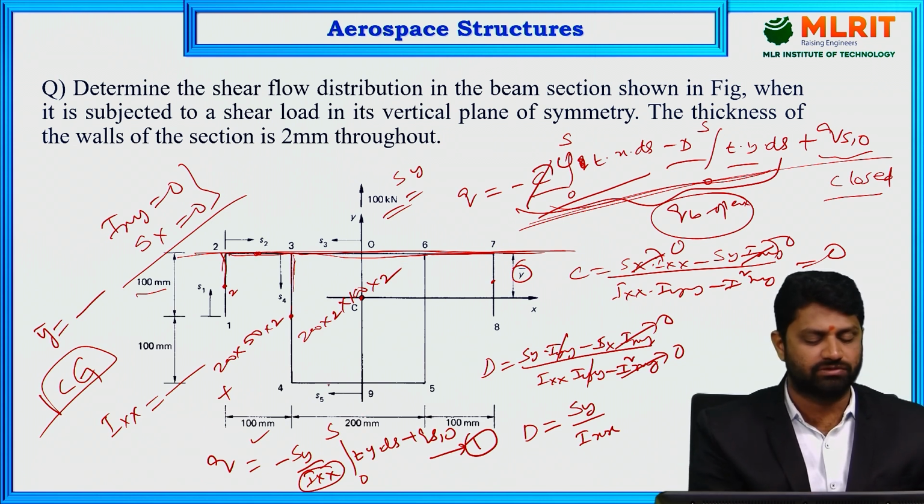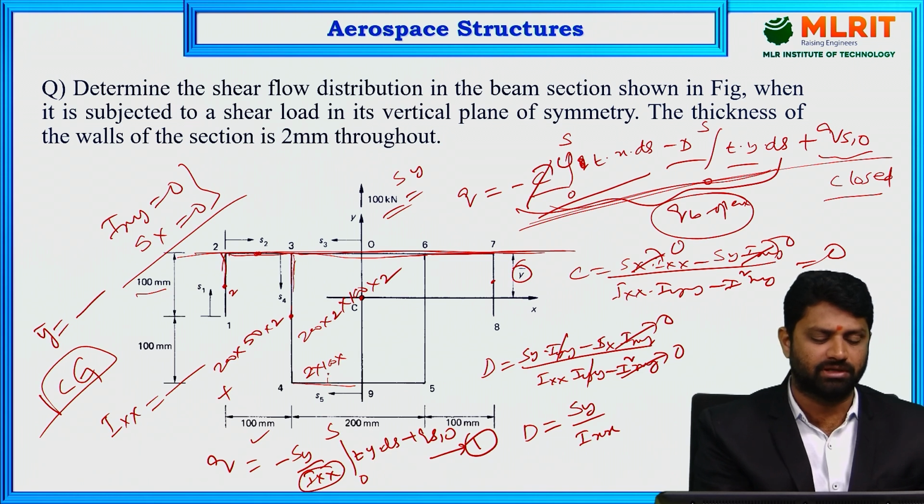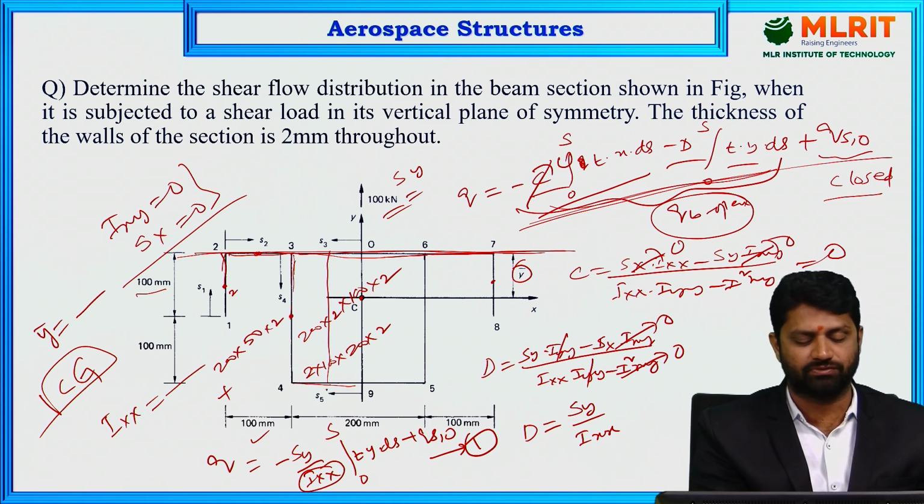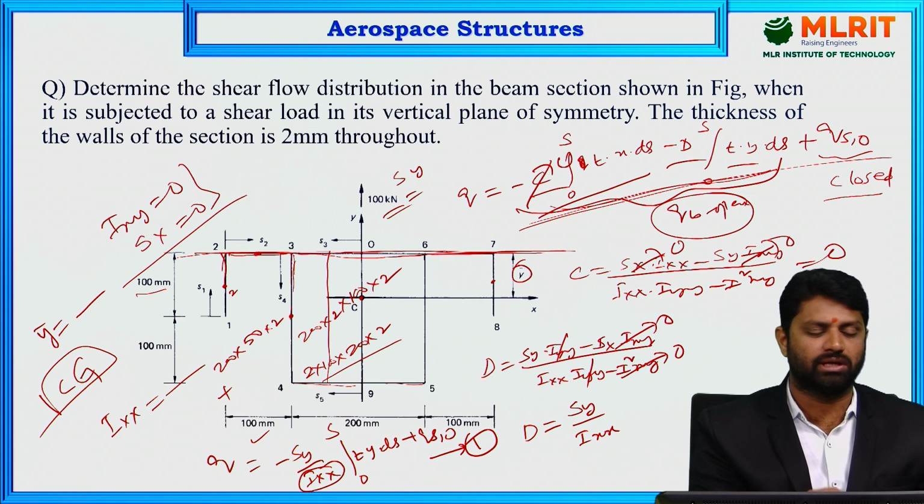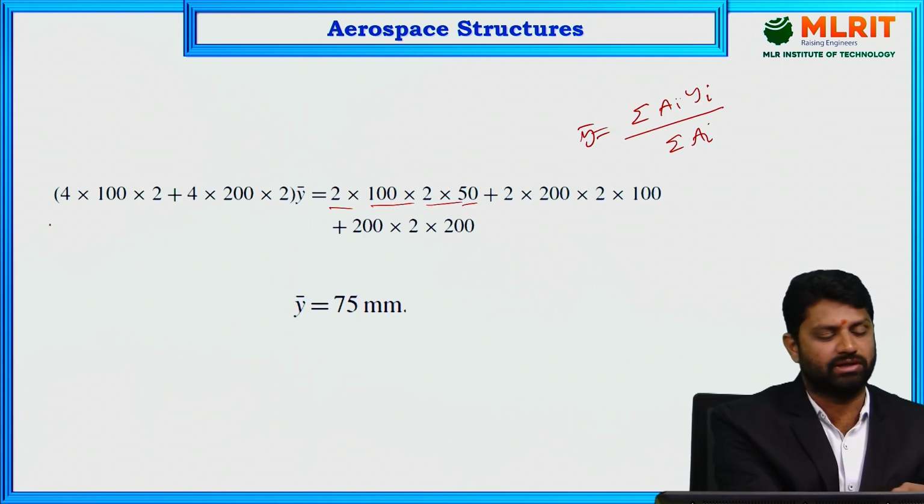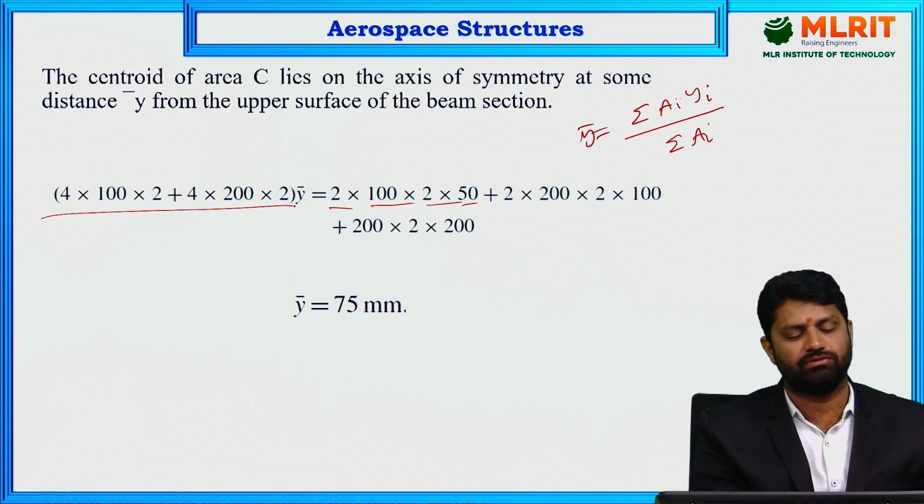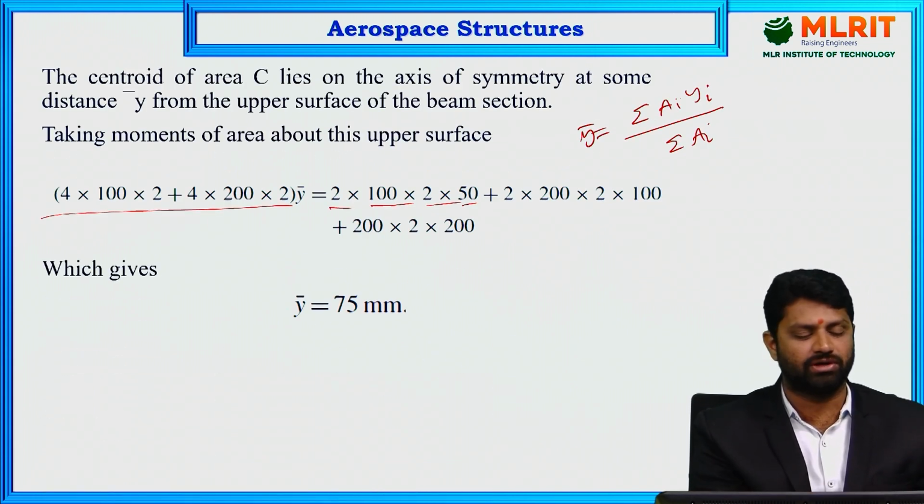Now coming to 4 9, again 4 9 is 100 distance and 2 is the thickness, so you can write 2 into 100 as the area, and its y distance from here to here is nothing but 200. Like that you got 2 flanges, 4 9 and 5 9, so you can multiply by 2 and divide by the total area, all the areas. If you try to find out like this, you are going to get y bar as 75 mm.